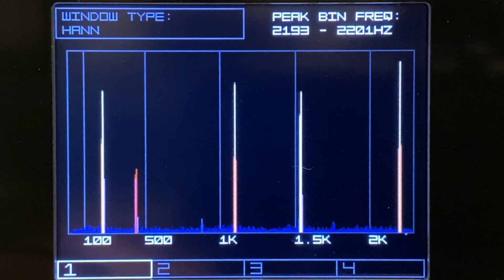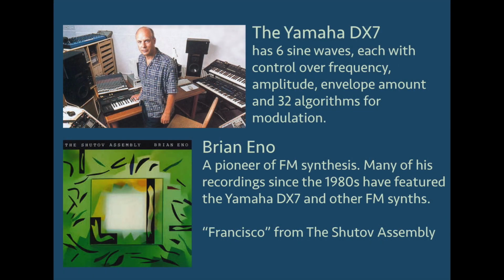The DX7 has 6 sine waves, each with control over their frequency, amplitude, and envelope amount, and it also has 32 algorithms for modulating routing. Brian Eno is one of the pioneers of FM synthesis. Many of his recordings since the 1980s have featured the Yamaha DX7 and other FM synths. Here is one example.